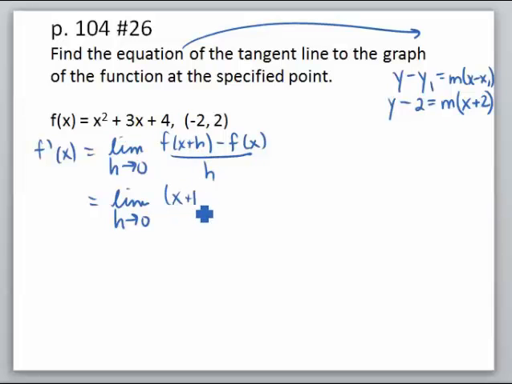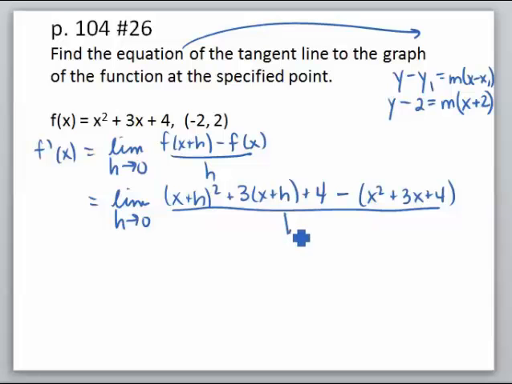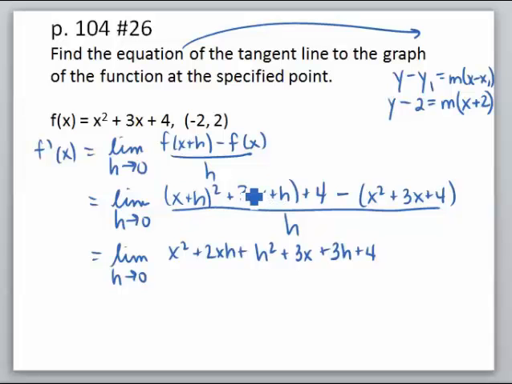So you've got x plus h squared plus 3 times x plus h plus 4, minus whatever your f of x is, which is x squared plus 3x plus 4, all over h. Simplify using algebra. So you have x squared plus 2xh plus h squared plus 3x plus 3h plus 4, FOILed here and distributing the 3 through, minus x squared minus 3x minus 4, all over h. At any point in time, pause, look at what I'm doing, then go back to the problem.